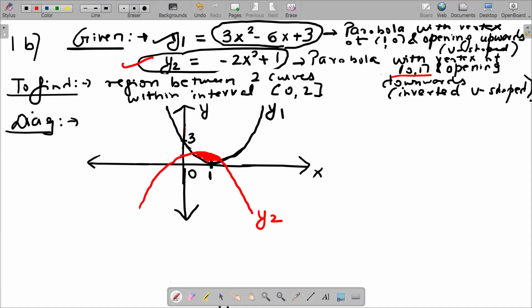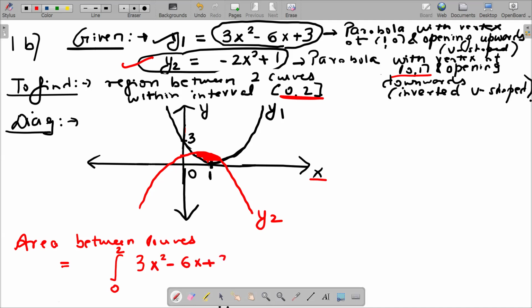Okay, so how do I do that? So the area between the curves is given by the area in the interval 0 to 2, that means as X takes values from 0 to 2. So area of Y1, which is 3x square minus 6x plus 3, minus the equation of Y2. Equation of Y2 is minus 2x square plus 1. And I integrate this with respect to which variable? With respect to the variable X.